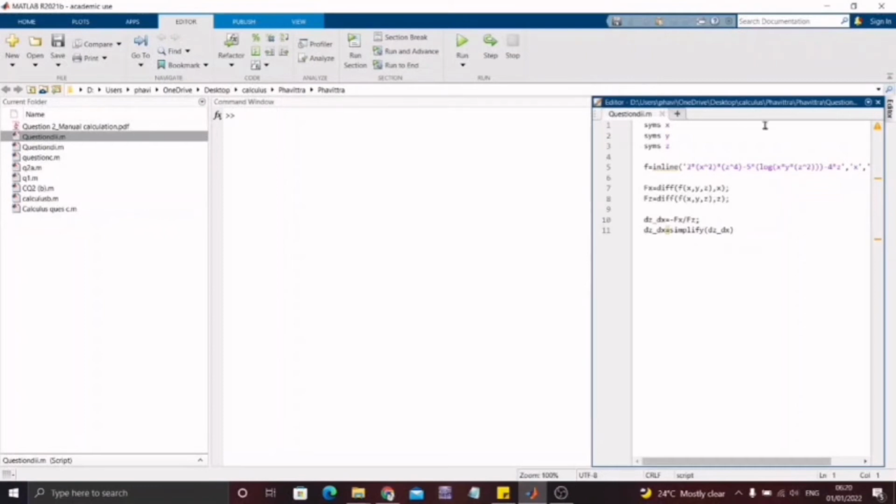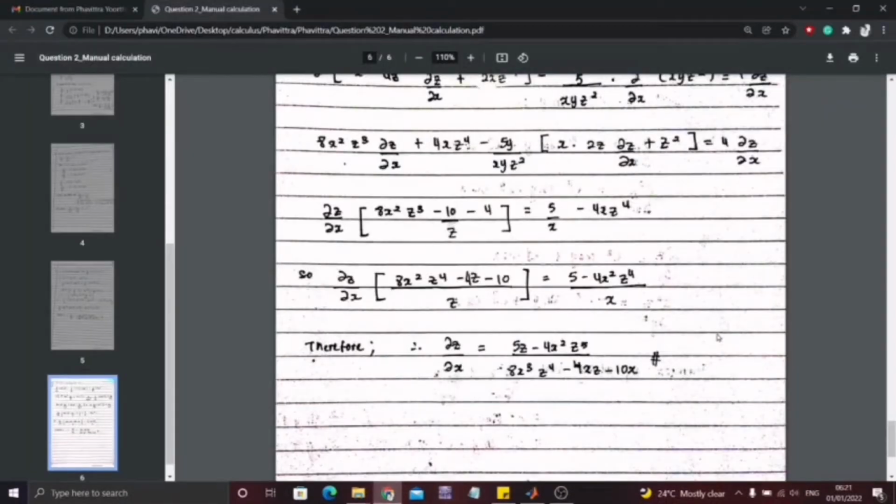So by doing the simulation for question 2d Roman 2, when I run it, this will be the output for the simulation, where the answer is x bracket 4x power 2 z power 4 minus 5 over x power bracket negative 8x power 2 z power 4 plus 4z plus 10, where this final answer and the manual calculation answer are the same.